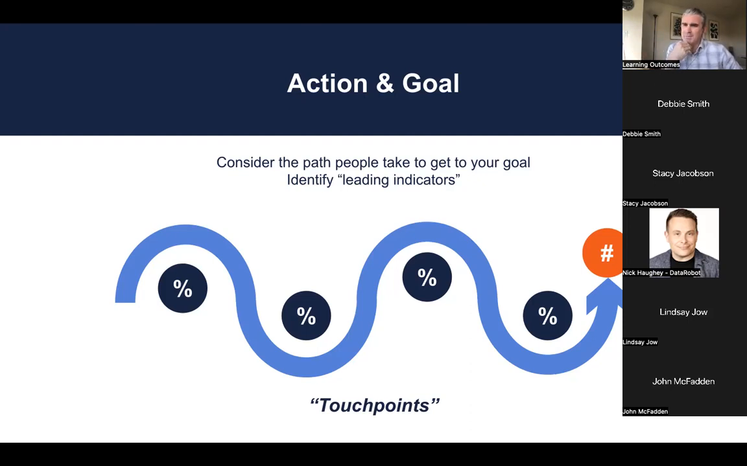So are there measurable, identifiable things that happen prior to me filling out that course that I would be able to see to tell me that I'm moving in the right direction towards my goal? Anybody want to toss out an example of what those might be? Okay, Abby says page views. Stacy says email open rates. Debbie also says open rates.